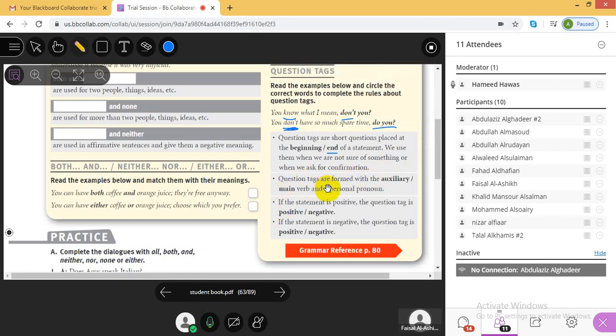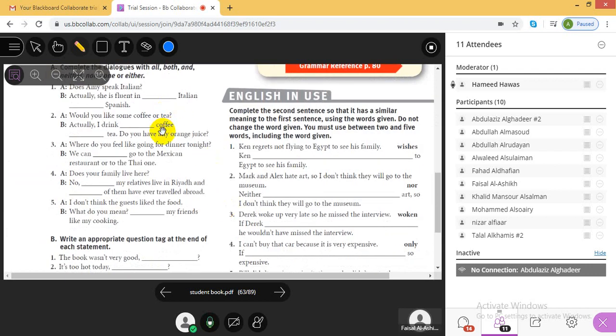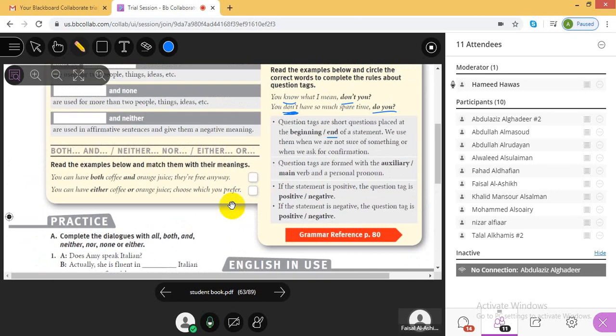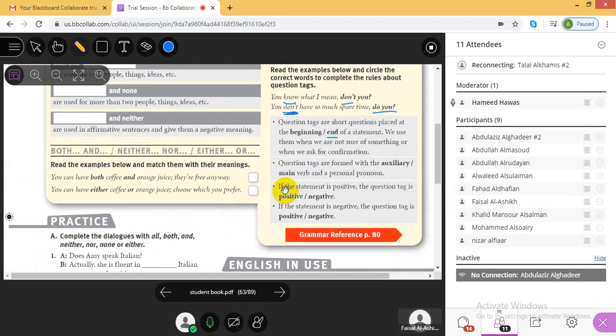Question tags are formed with the auxiliary or main verb. We use an auxiliary verb or main verb here when we come to the end. When I use did, didn't, aren't, isn't, shall, what kind of verbs are these? Is it an auxiliary verb or main verb? No one can answer, or I think you're busy today. What?